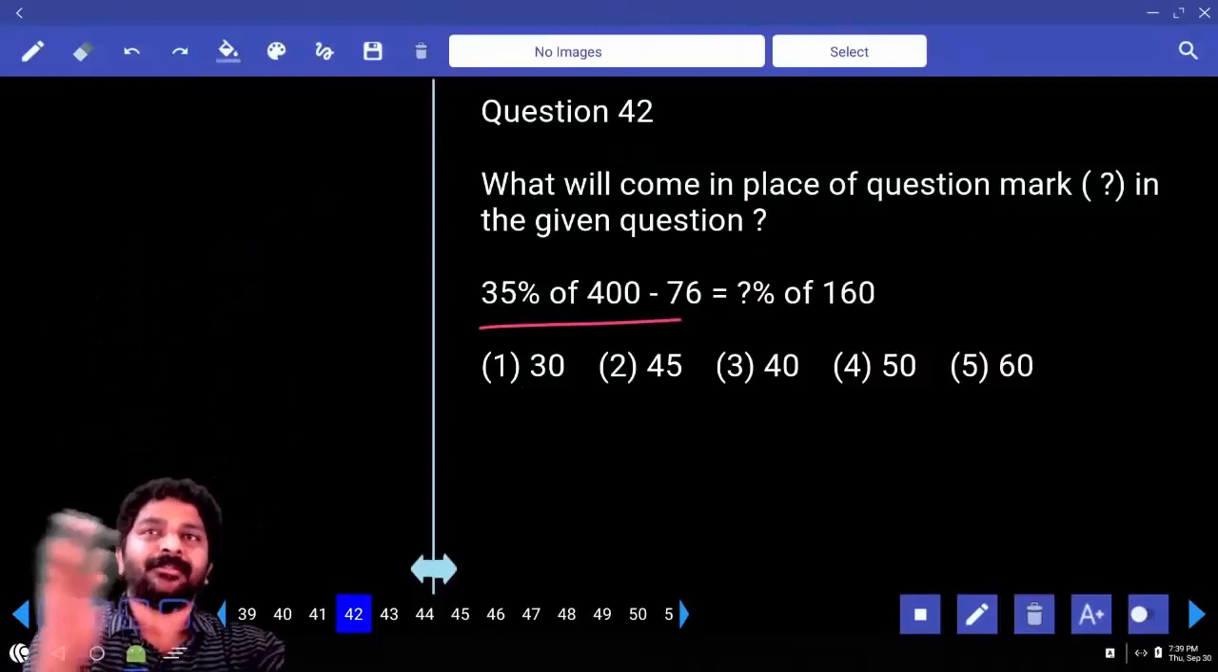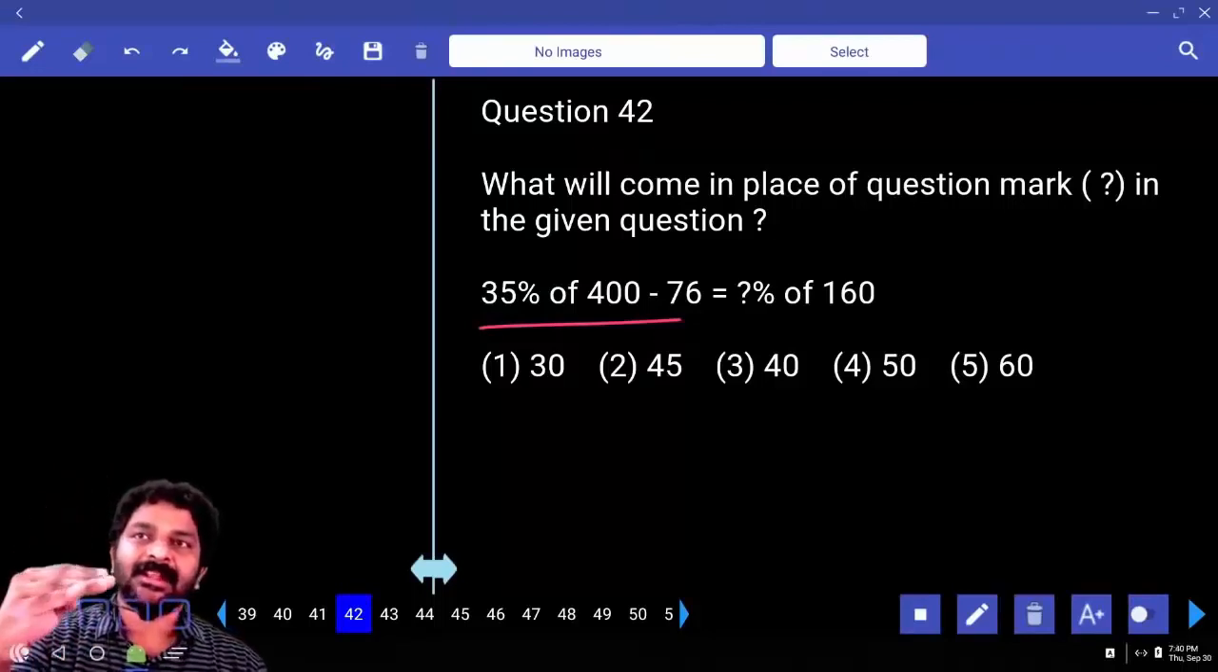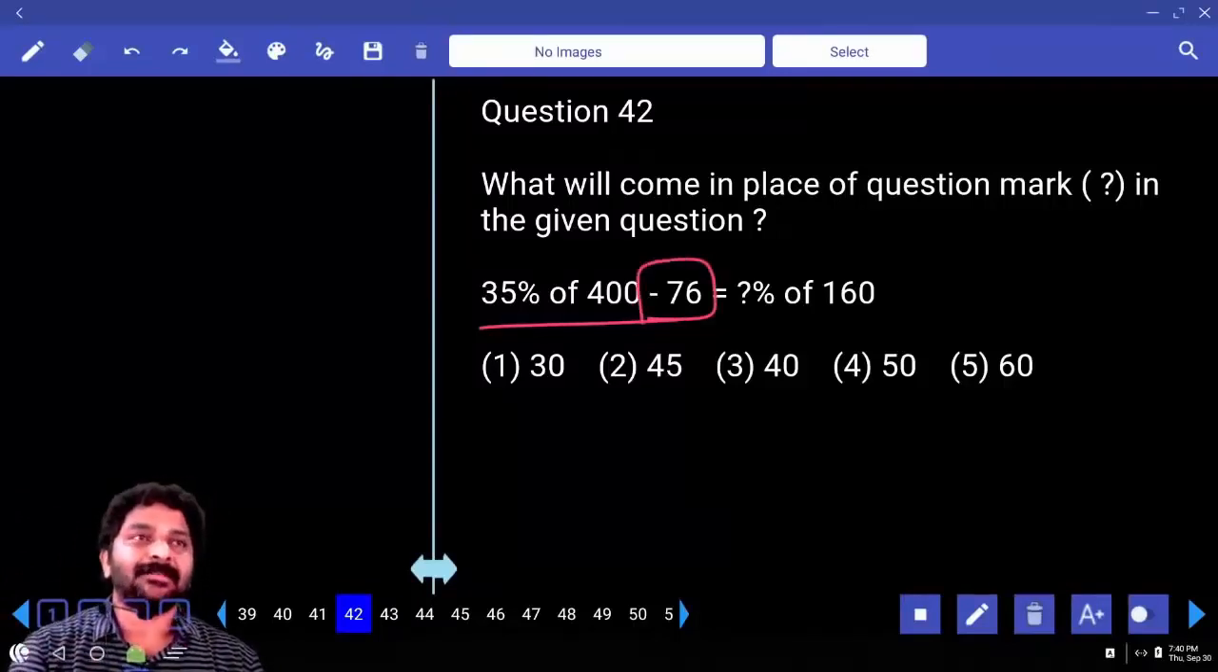35% of 400 or 400% of 35. A percent of B or B percent of A. 400% in the sense 4 times only. 35 double, 70 double, 140. Minus 140, minus 76.